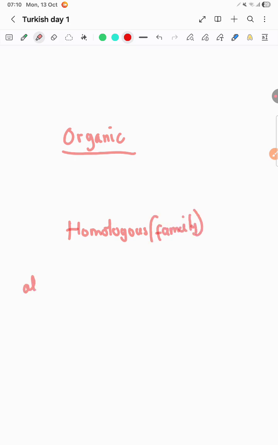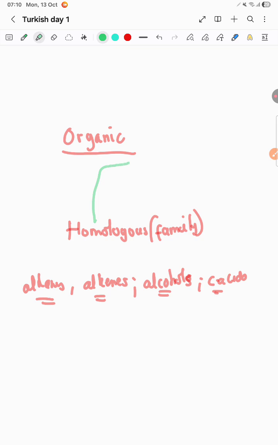For example, there's alkanes, right? There's alkenes. Alkanes are a unique homologous series. Alkenes are a unique homologous series. Alcohols are a unique family. Alcohol, so that's a homologous series. Carboxylic acids, etc. So each of these is a homologous series or family. So to belong to a certain family or to belong to a homologous series, what are some characteristics?